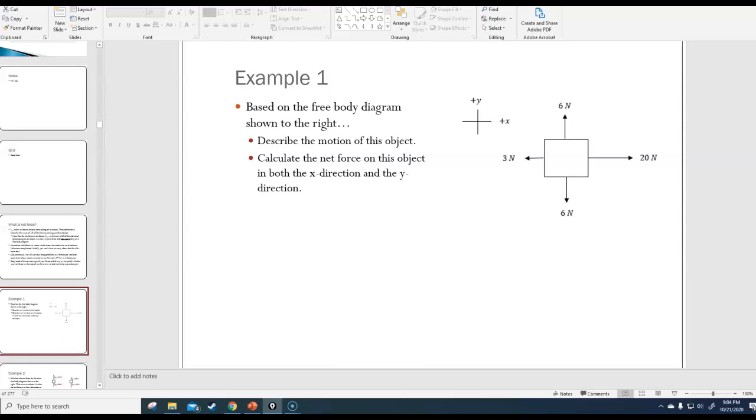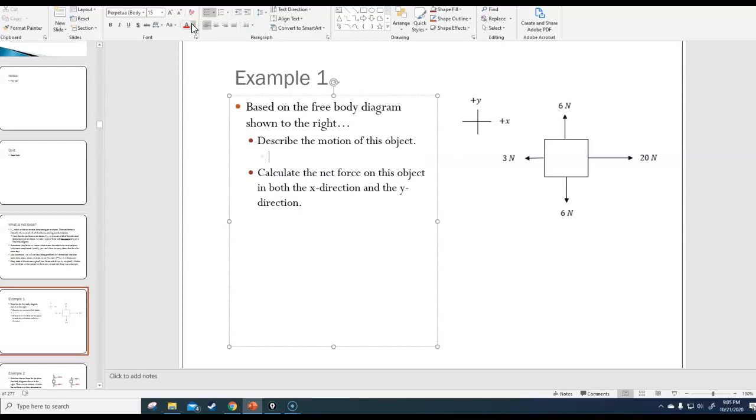Now we know, because of the first law, that if the net force on an object is not equal to 0, that object will accelerate. So to answer this first question, describe the motion of this object, I would simply say this object is accelerating to the right. Now, does that mean the object is moving to the right? No. Remember, acceleration has nothing to do with how fast an object is moving, and it has nothing to do with which way an object is moving.